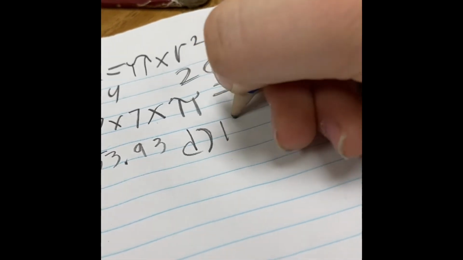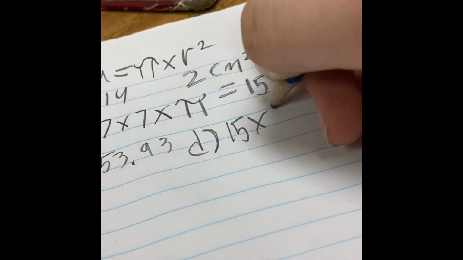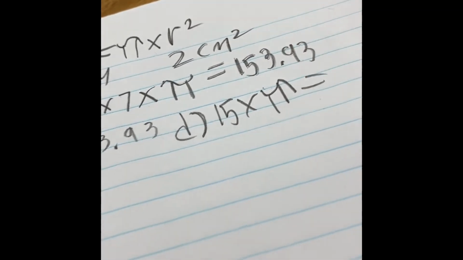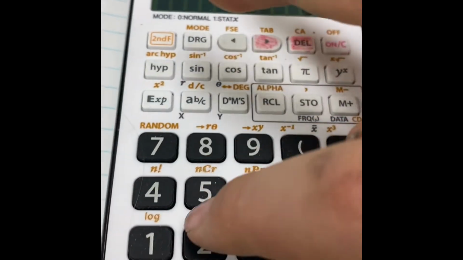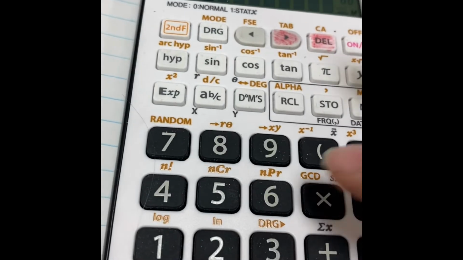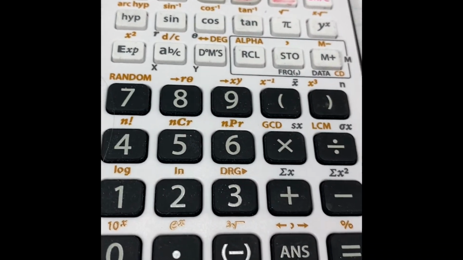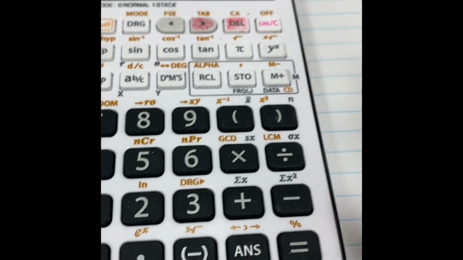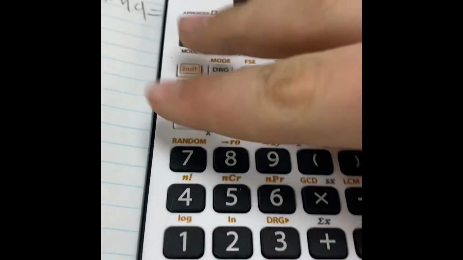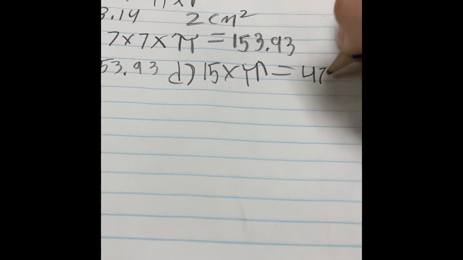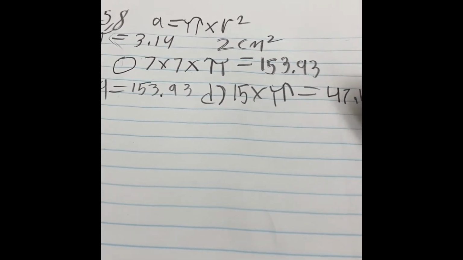Show me. You're doing awesome, my friend. 15 times pi. Okay, so what's 15 times pi? We're going to need the calculator. Yep, I agree. 15 times pi. 47.123. So then that's the answer. 47.123. Awesome job.